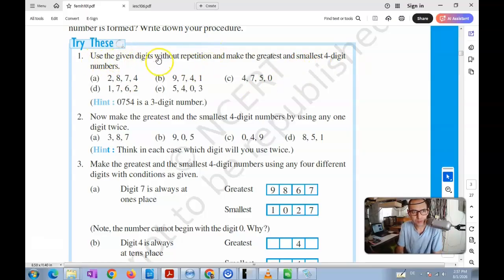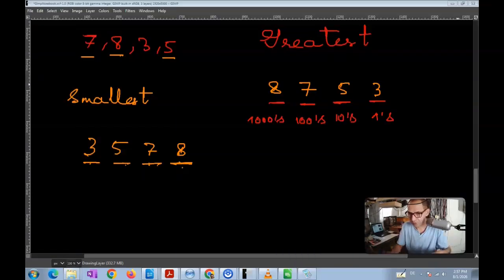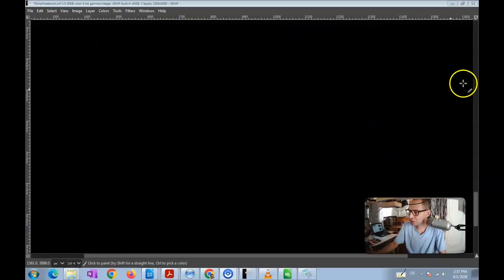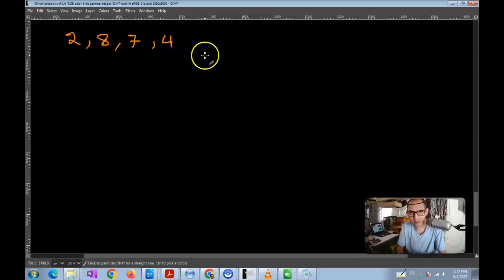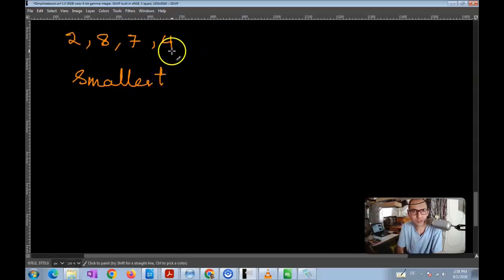Now use the given digits without repetition and make the greatest and smallest 4-digit numbers. Exactly what we did in the previous video. So the digits that I have are, for example, 2874, which is 2, 8, 7, and 4. These are the digits. This is part A of this exercise. Now if I want to make the smallest number, I have 4 digits here, so I'm going to end up with a 4-digit number, right? So 1, 2, 3, and 4 digits.